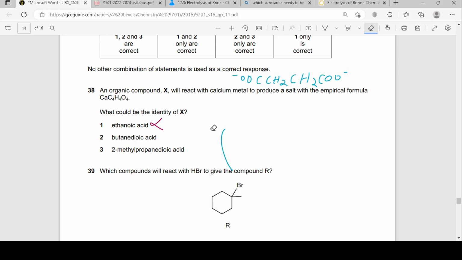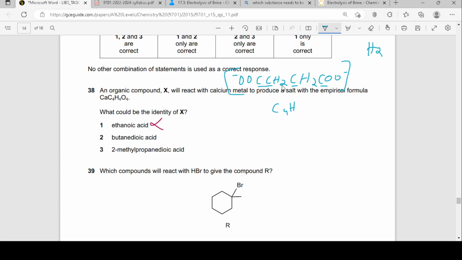and I think I get the logic now behind the question. So basically, I already explained the ethanoic acid part, but for butane dioic acid, you have this structure, right? So if I just write it down, 1, 2, 3, 4, so C4 and H4. If you react a metal with an acid, then you're going to get hydrogen gas, right?